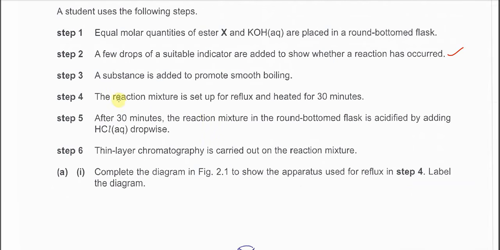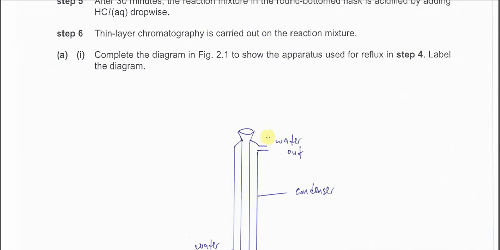The reaction mixture is set up for reflux for 30 minutes. After 30 minutes, the mixture is acidified with HCl. Then, in the later part, we need to use TLC to test the reaction mixture. For part A, question 1: complete diagram 2.1 to show the setup for reflux.